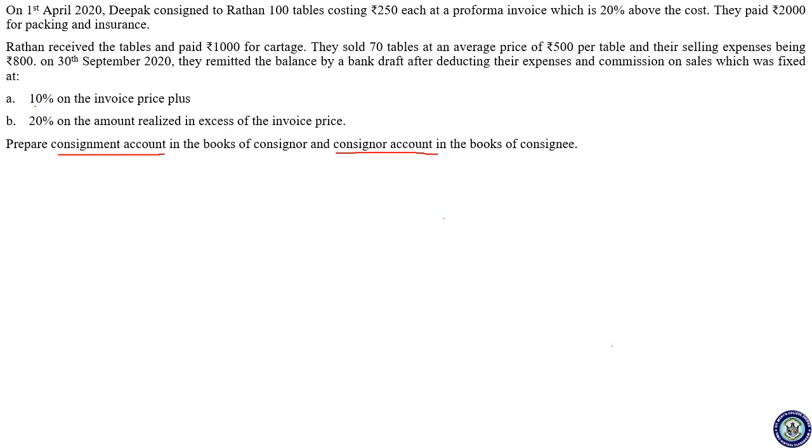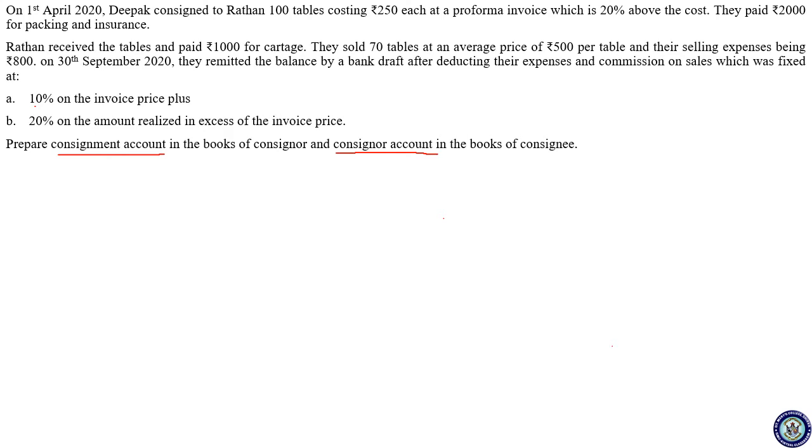So you have to prepare consignment account, and the next one they asked you to prepare just consigner, only two ledger accounts. When they clearly give the instruction regarding which ledger accounts you have to prepare, you have to prepare only those ledger accounts. If they say prepare all the necessary ledger accounts, in that case you have to prepare everything. Everything means in the books of consigner the four ledger accounts. If they ask in the books of consignee also, then you have to prepare the other two ledger accounts. Okay, so here you have to prepare only two ledger accounts.